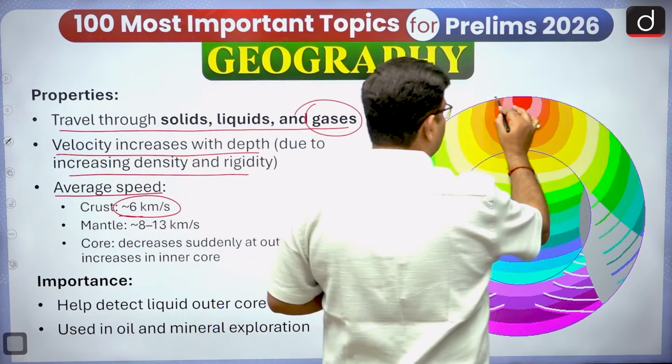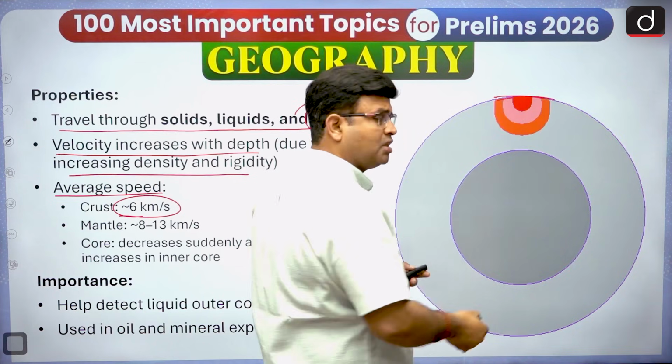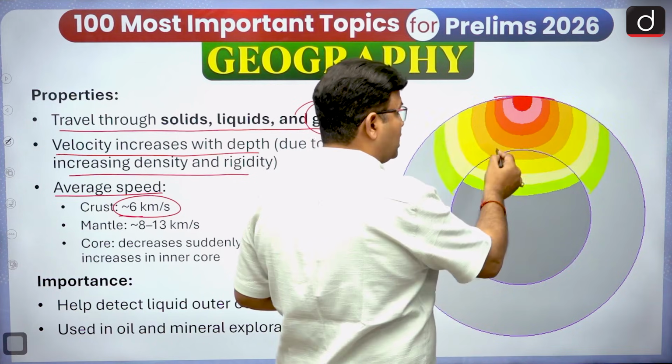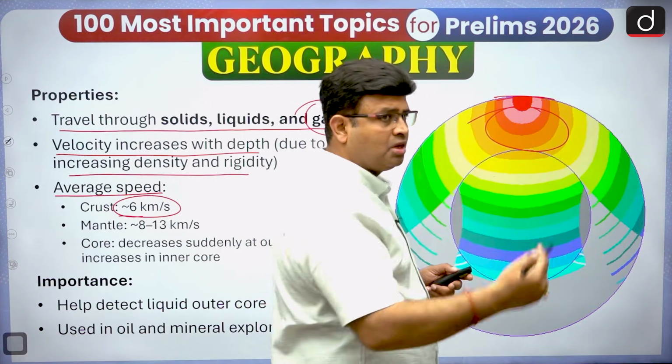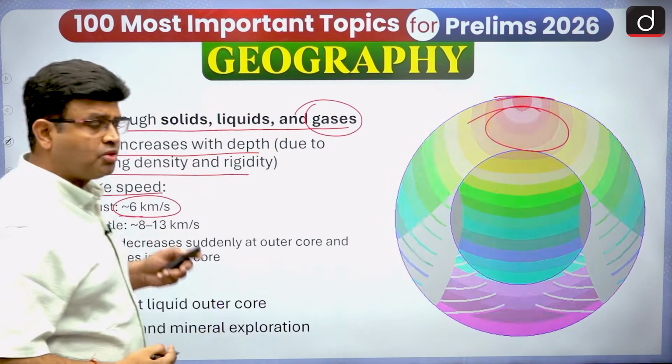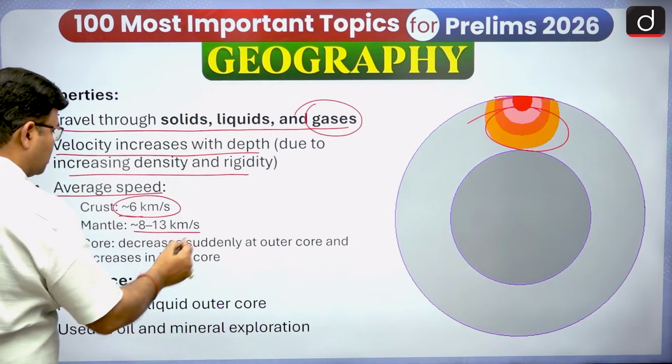The upper part of the earth is what? Crust. Here you can say 6 kilometer per second, and thereafter as it enters into the mantle, density increases, therefore the speed becomes 8 to 13 kilometer per second.